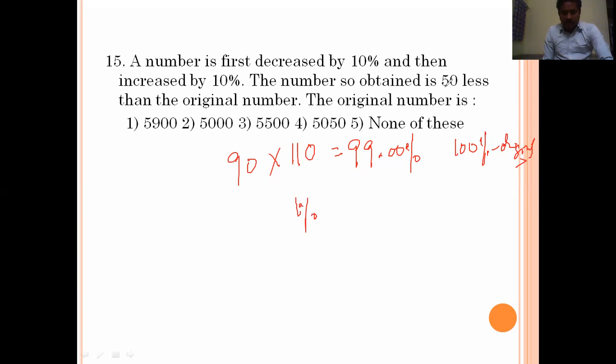Here the original number is reduced by how much value? The present value is less than the original number by the given amount. The present value is 1% less than the 100. So 1% value is equal to that difference. Now find the original value. The original value is 100%. If 1% is 50, then 100% is how much? 50 into 100. That value is 5000. So 5000 is the right answer.